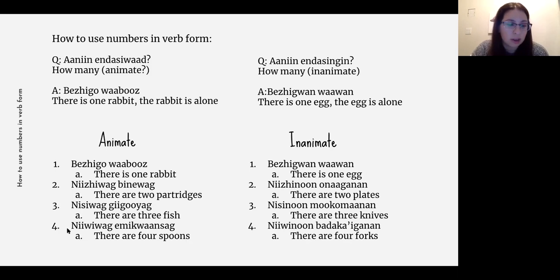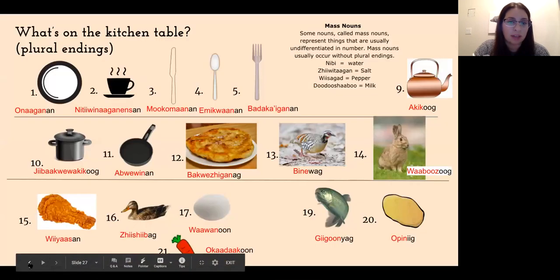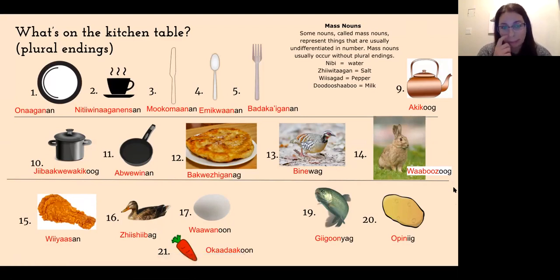Okay, so there's a homework assignment that will be attached for you to do about that. And here's a more in-depth slide with the plural endings added on to our verbs. While you're doing the assignment, you can come back to this slide and look. What is the ending for plate if there's more than one plate? Onaganan.